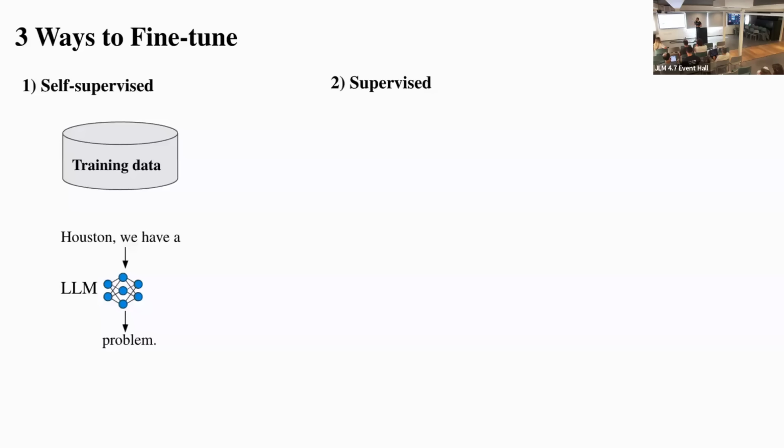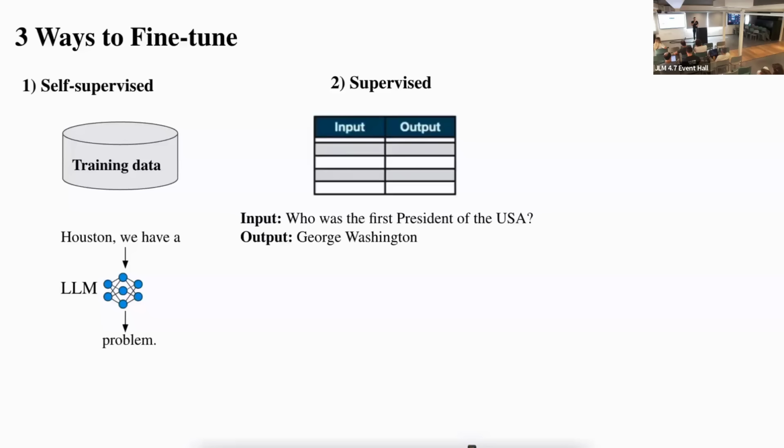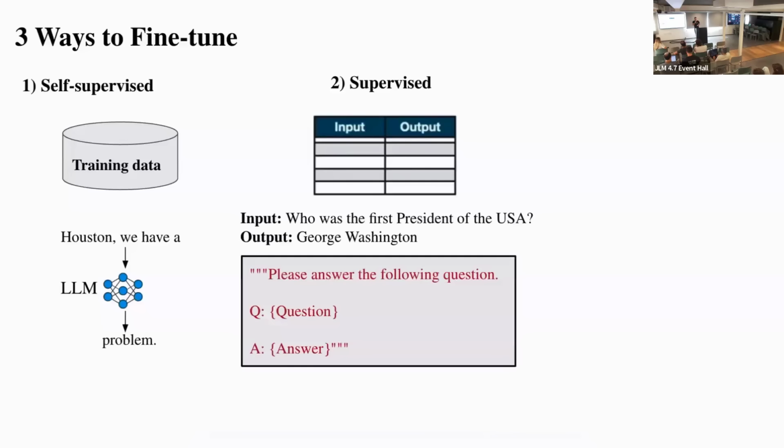Okay, the second option to fine-tune, which is by far one of the most popular ones, is supervised fine-tuning. In this option, you need to collect the data. So you collect input and output pairs. For example, if you want to fine-tune for question answering, the input will be the question, for example, who was the first president of the USA? And the output will be the answer, George Washington. And this is how it looks.